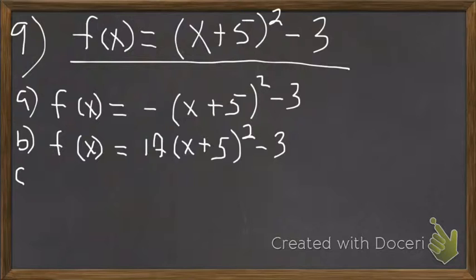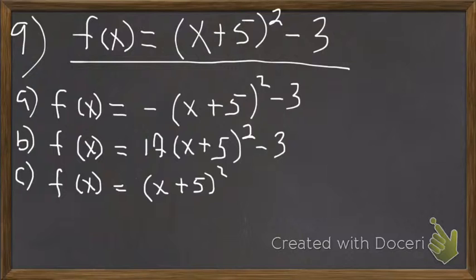Now part C says, change this so that it doesn't have any x-intercepts. Well, (x plus 5) squared means we're moving 5 to the left. And if we make it a plus 3, we're going up 3 through the vertex and it opens up, so it's not going to go through the x-axis.